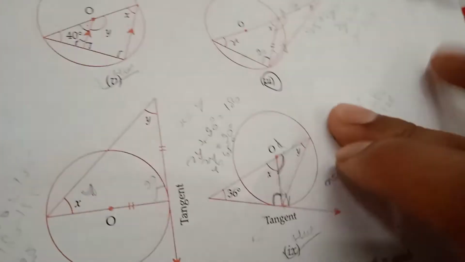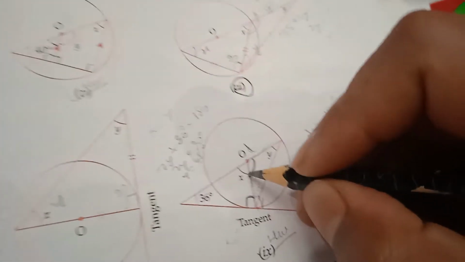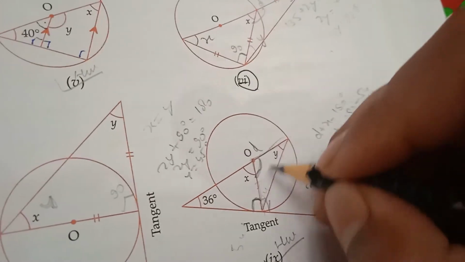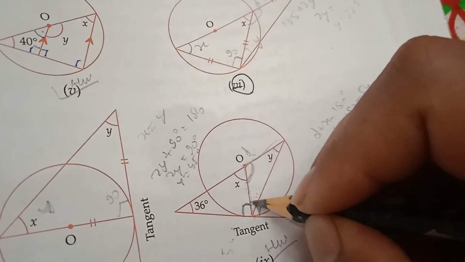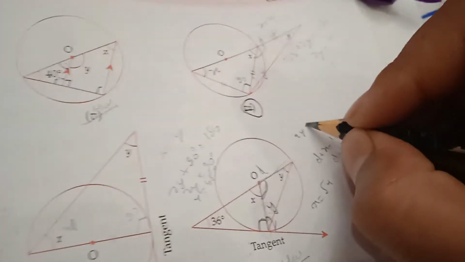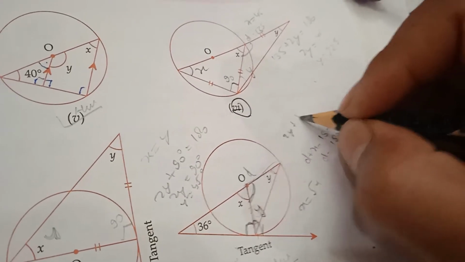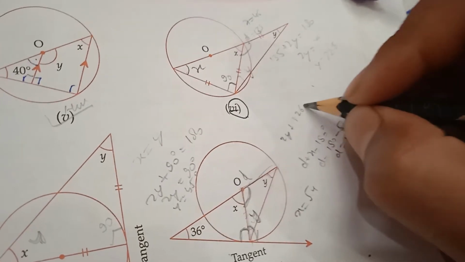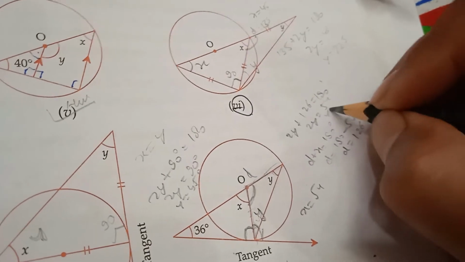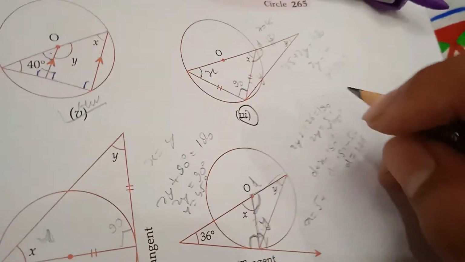So by looking, you can see that this triangle is an isosceles triangle, means this y and this y are equal. So means 2y plus 126 equals 180, 2y equals 54, and y is equal to 27 degrees.